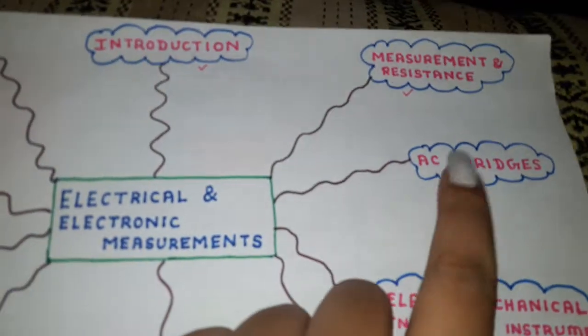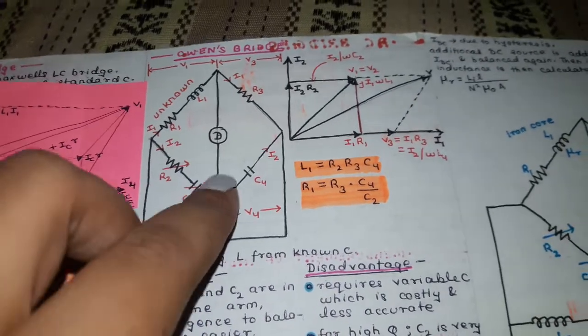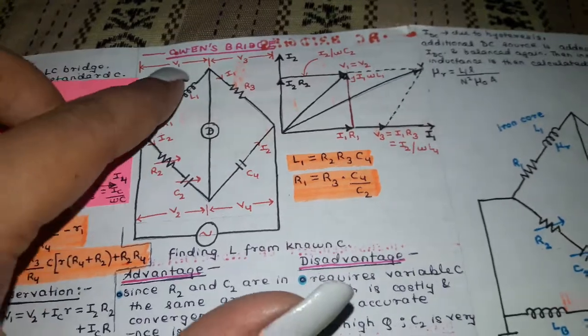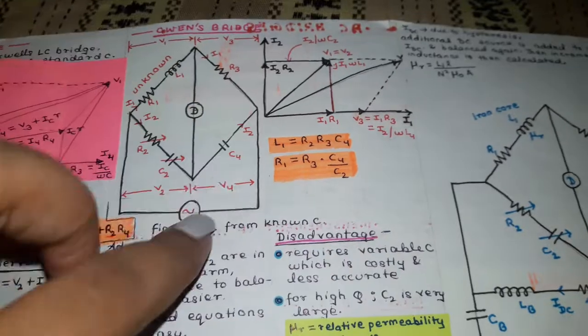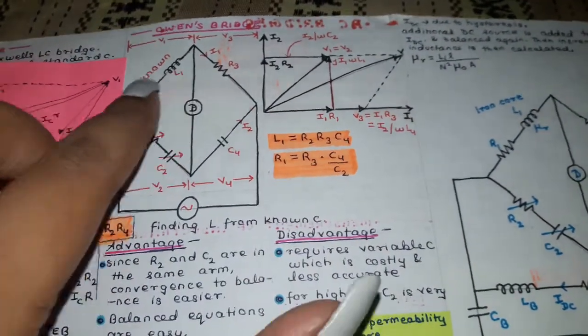Let's move on to part 4 of AC bridges. Starting off with Owen's bridge, this is your required circuit diagram and phasor diagram. We are trying to find out the unknown inductor from a known capacitor over here. Once you balance this bridge, you use these two formulae to calculate your unknown R1 and L1.